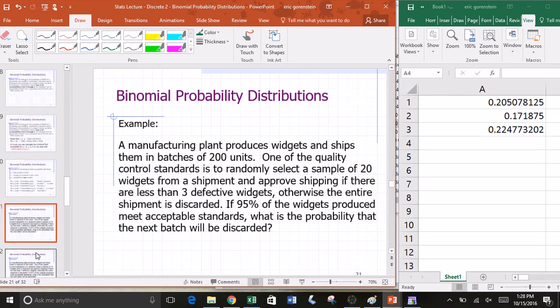Okay, so here's an example. A manufacturing plant produces widgets and ships them in batches of 200. Quality control standards say to select a sample and approve the shipping if there are less than 3 defective widgets. So you get approval if there are no defects or 1 defect or 2 defects. Anything less than 3. So if 95% of widgets produced meet acceptable standards, so that means the probability of 1 success is 95%, what's the probability the next batch will be discarded?